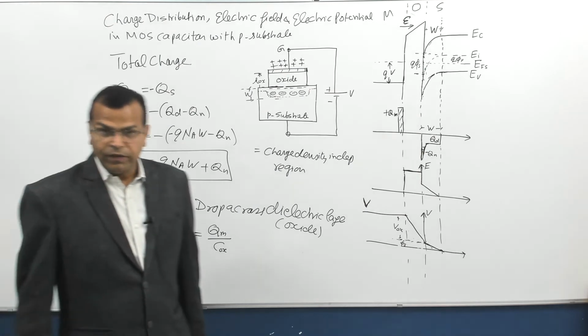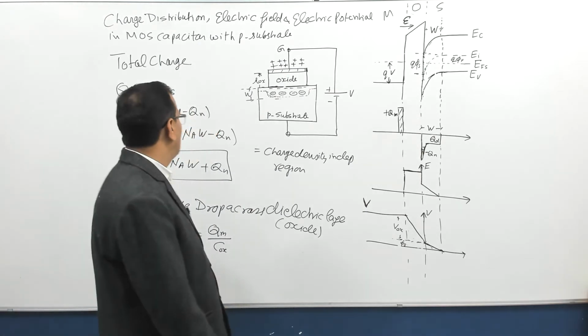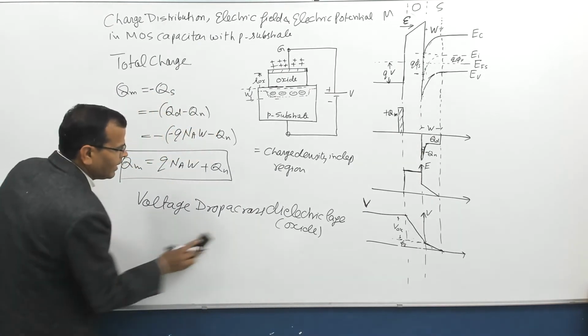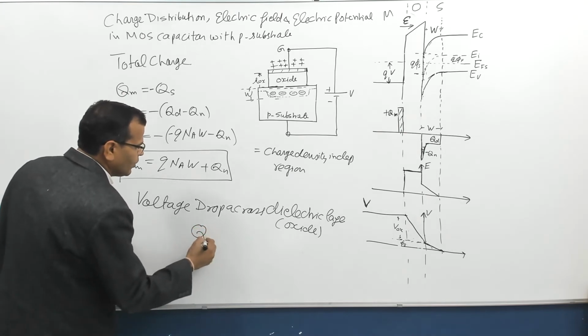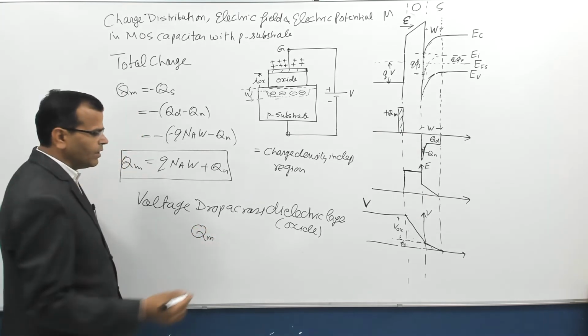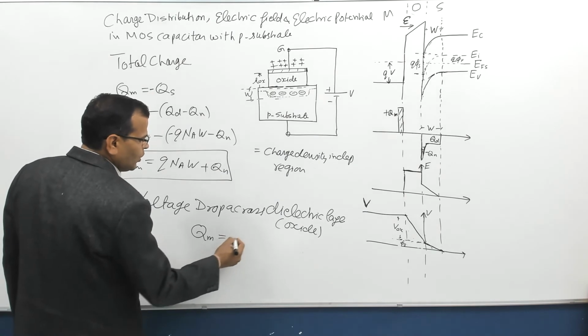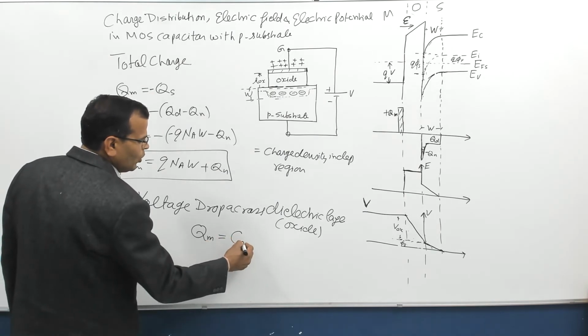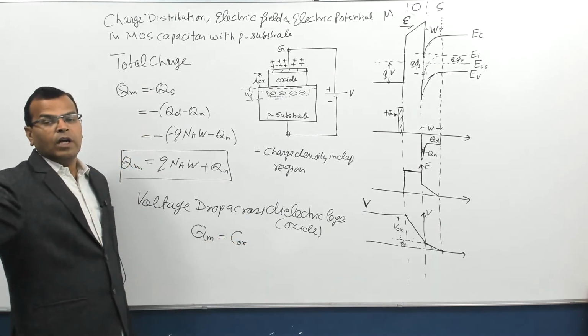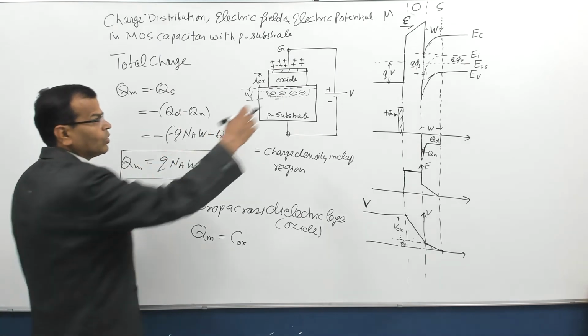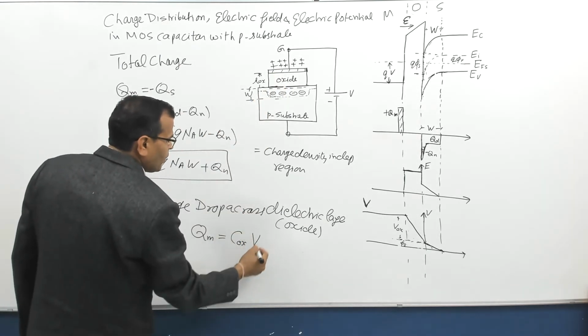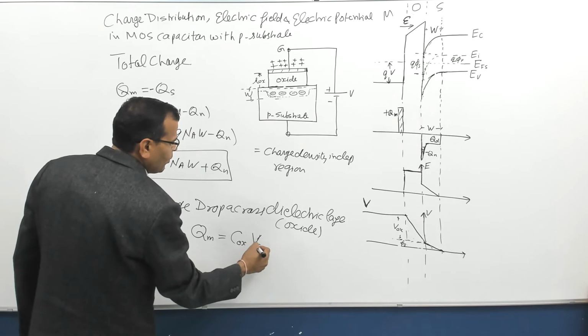Q is equal to what? CV in case of a capacitor. So, I'll write it like this: the total charge on each plate of the capacitor is related to what? That is Qm is equal to COX, where COX stands for the capacitance of the oxide layer, into the voltage drop across the oxide layer.